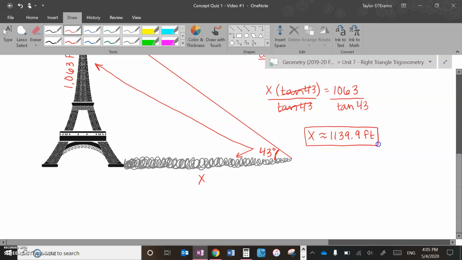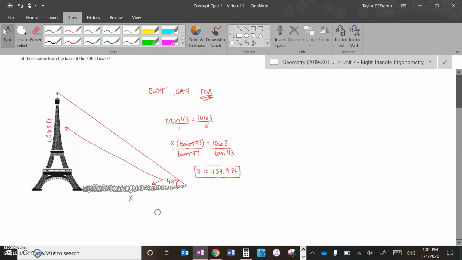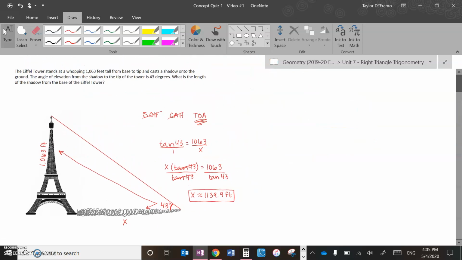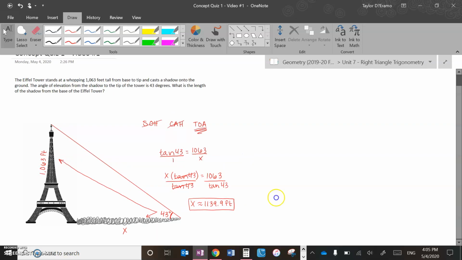Okay, so I just figured out that the length of the shadow is approximately 1,139.9 feet. Okay, thank you.